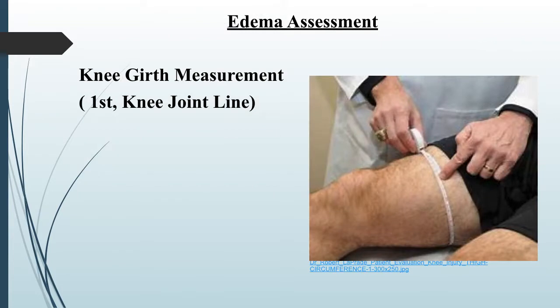Edema assessment. Knee girth measurement. First, find the knee joint line, mark it, and then measure 2 to 4 inches above the medial joint line. Mark it with a pen, write down your findings, and then measure 2 to 4 inches below the medial joint line. Mark it with a pen, and also make sure to measure the healthy side too.